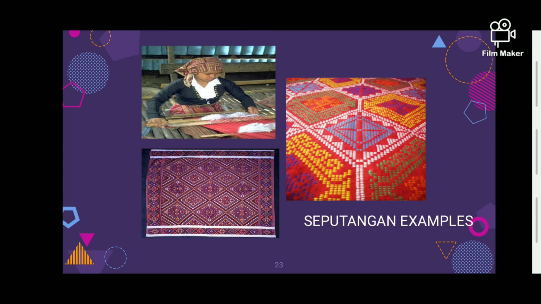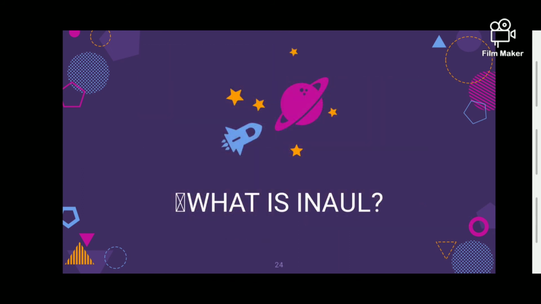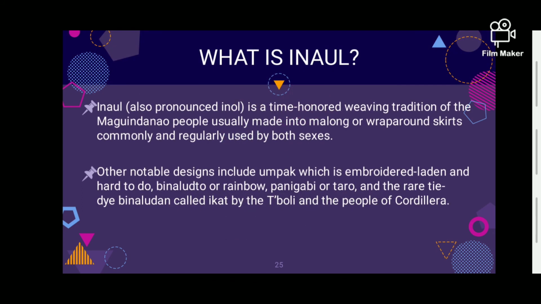Now, let us proceed to Inaul. So what is Inaul? Inaul is a time-honored weaving tradition of the Maguindanao people, usually made into malong or wrap-around skirts, commonly and regularly used by both sexes. Other notable designs include umpak, which is embroidery-laden and hard to do, binaludto or rainbow, panigabi or taro, and the rare tie-dye, binaludan, called ikat by the T'boli and the people of Cordillera.